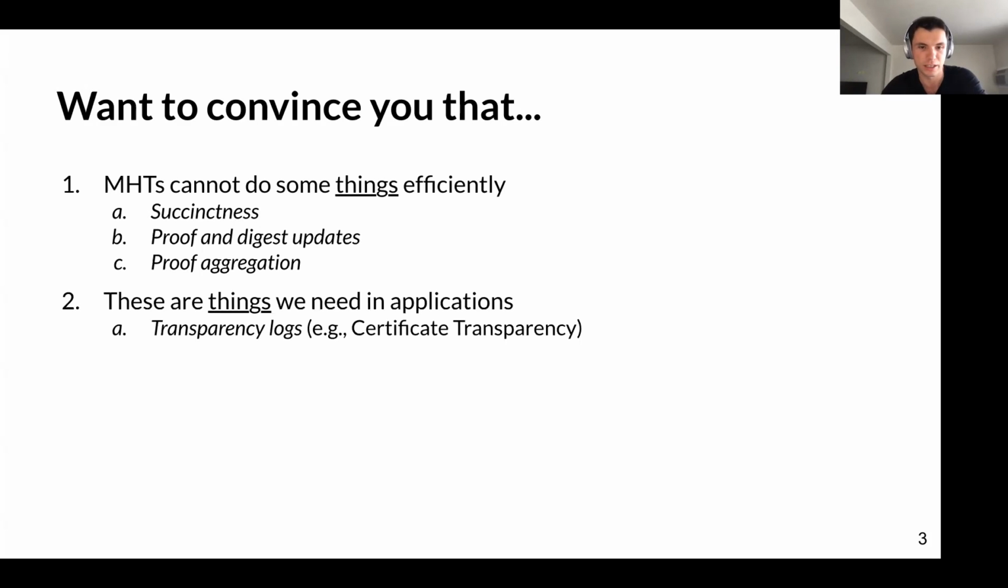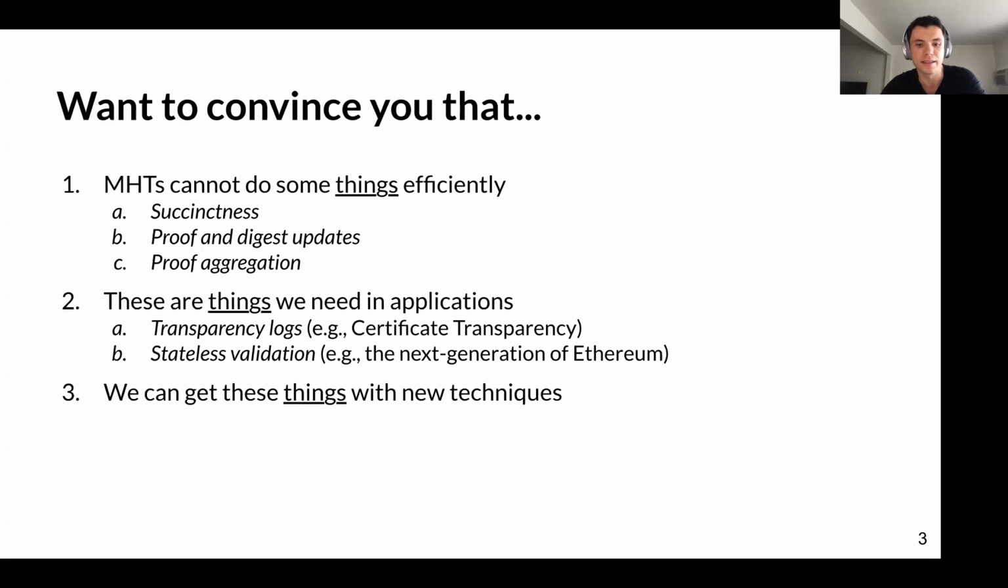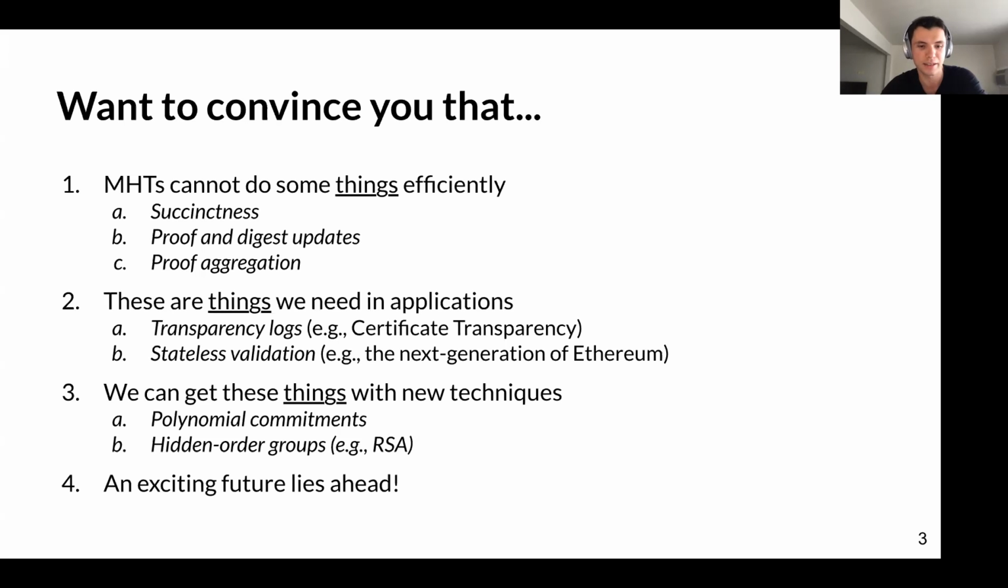Some of these applications are starting to emerge, like transparency logs, which are used nowadays for securing your web browsing, and stateless validation, which is basically the plan for the next generation of Ethereum. And we can get these things with new techniques, for example polynomial commitments and hidden order groups, so RSA groups. And I think an exciting future lies ahead, because although we're starting to see a lot of cool constructions from these techniques, they're imperfect in many ways, and there's a lot of opportunity for interesting work.